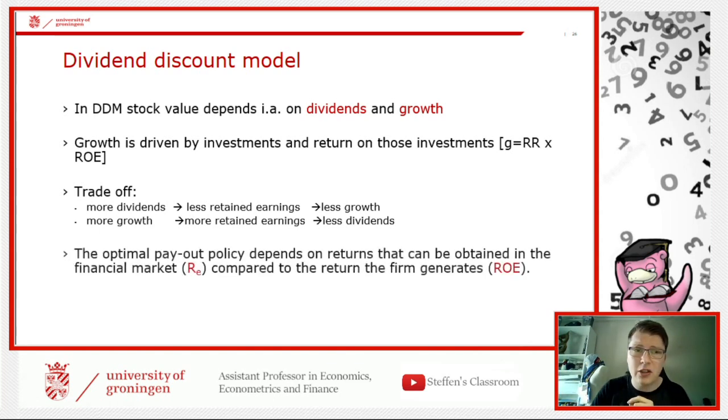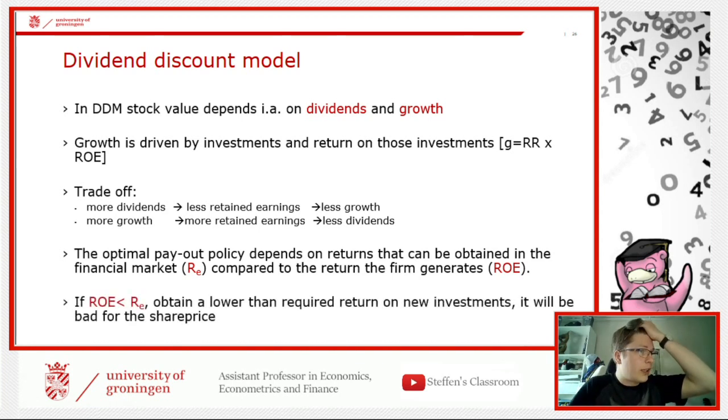But let's see how that affects the stock price and how that actually shows how this dividend discount model works in action. So this whole optimal payout mix is quite hard to obtain, but it depends on what can be obtained in a financial market compared to what you as a firm can generate. Also nicely written here, by the way, so you can also just read it off here. Very nicely done, right? So let's go over a little more things here, but there's one important note I would like to raise first.